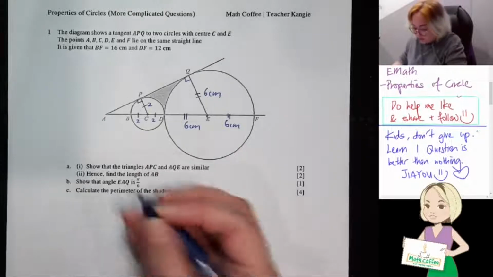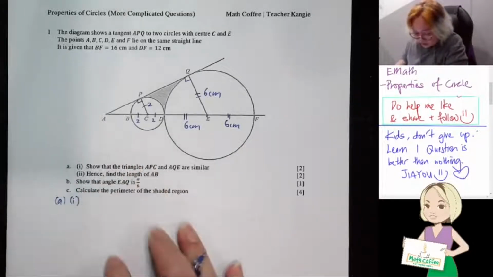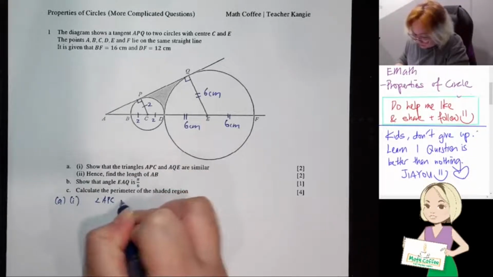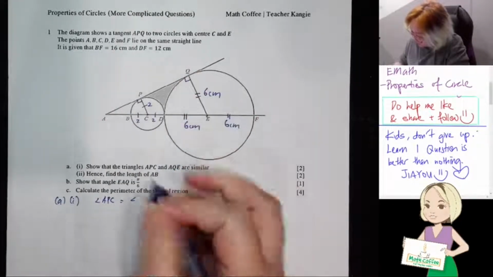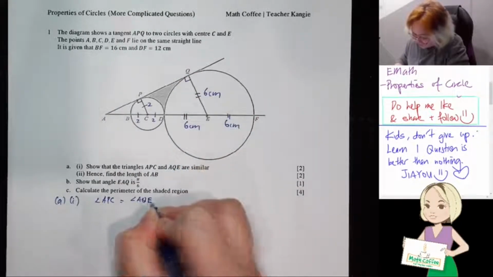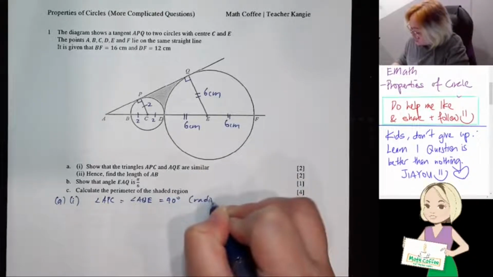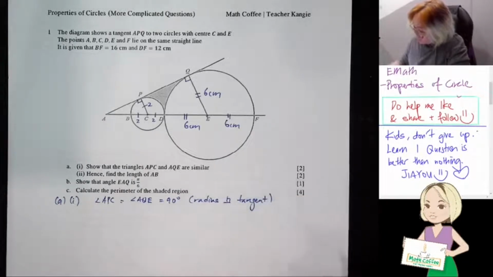So in this case, I will say part 1. I will say that angle APC is equal to angle AQE, and it equals 90 degrees, and we will have to give the reason. This is because radius is perpendicular to tangent.